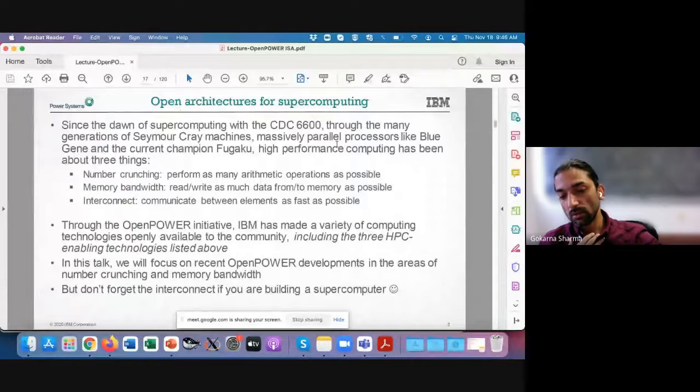But if the data is in a remote node, then you have to go and get that data, and you want to get that data as fast as possible. So when you have this combination, you can process many instructions per unit time, and you can read and write many blocks from memory per unit time.